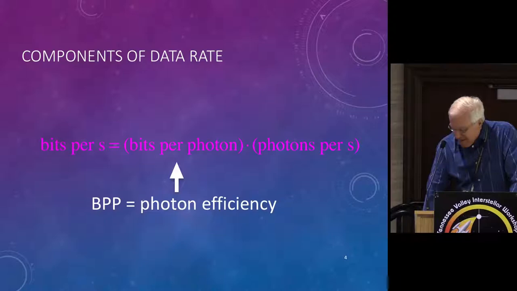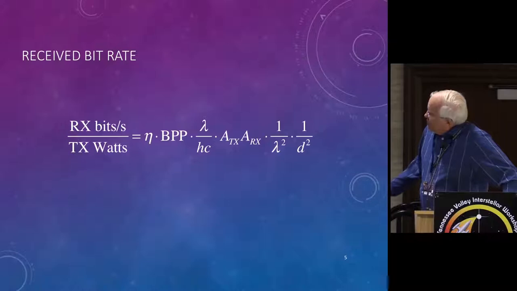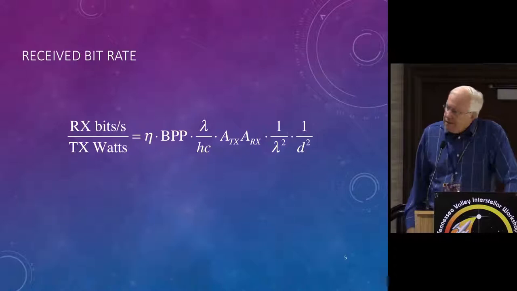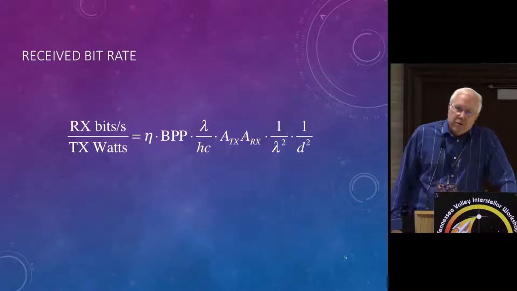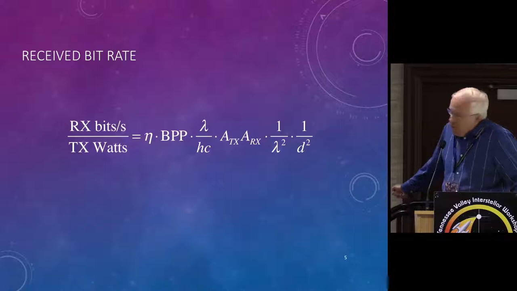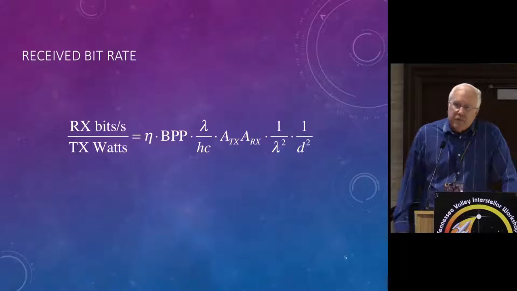This is the only big equation in my talk, I promise. But these are all the factors that play into the relationship between received bits per second and the transmit power in watts. Of course, we can increase the bits per second by increasing the transmit wattage in direct proportion. So bits per second is proportional to power transmitted. One of those factors is 1 over d squared, which is what I just considered, the distance to Proxima Centauri or Alpha Centauri squared. That disadvantages us by 7 or 8 orders of magnitude. Where are we going to make that up? Well, we have to make it up in these other factors.